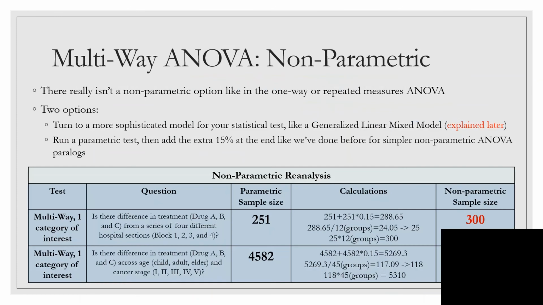So just as in the one-way ANOVA or the repeated measures ANOVA, there really isn't a non-parametric option. So you can do two things from there. First, you could turn to a more sophisticated model for your statistical test, like a generalized linear mixed model. We'll talk about that at the end. Or you can do like we did for the other ANOVAs: run a parametric test and then add 15%.